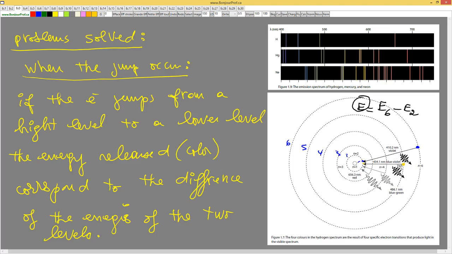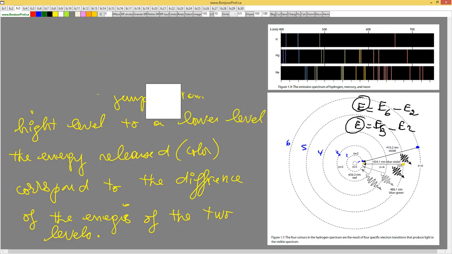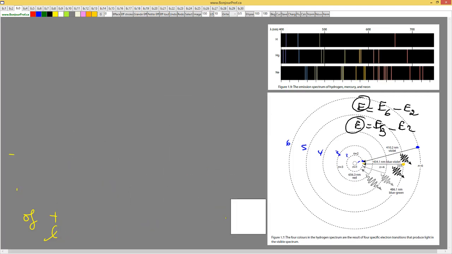Now, for example, if I jump from level 5 to level 2, the electron will release the energy that corresponds to the difference. It happens that this difference energy is the energy of the color blue-violet, etc. You understand? Now, it can go the other way. Instead of going from the higher to the lower, it can also go from the lower to the higher. By what? By gaining energy.